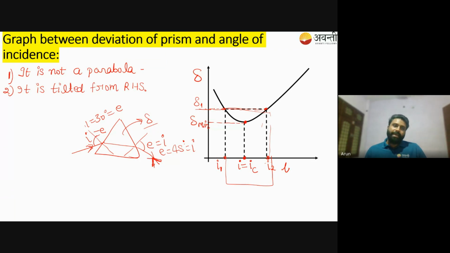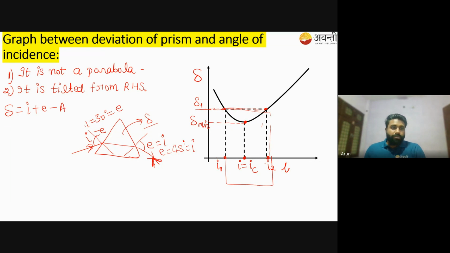Although, if you have noticed one thing, we have written the formula of delta minimum, which is nothing but I plus E, or you can say 2I minus A. From this relation, if you try to write the general formula of delta, it is delta equals I plus E minus A.